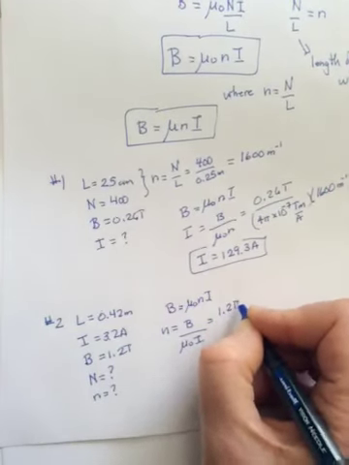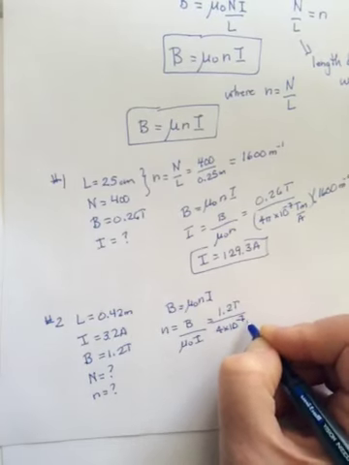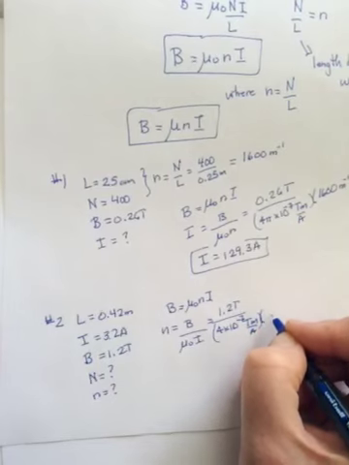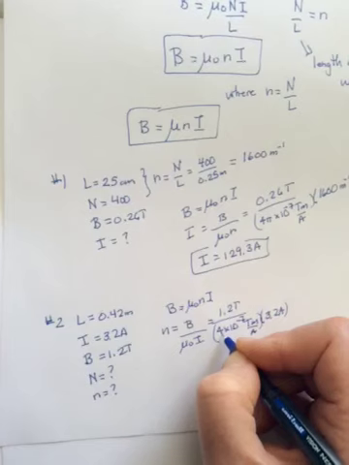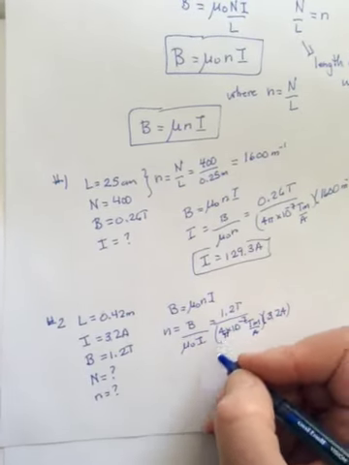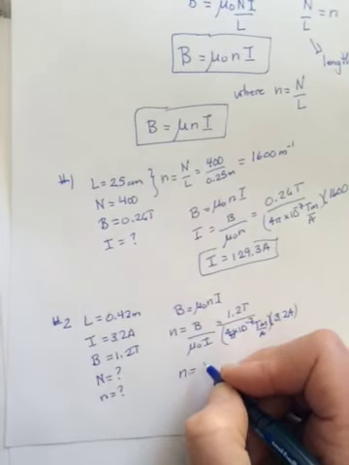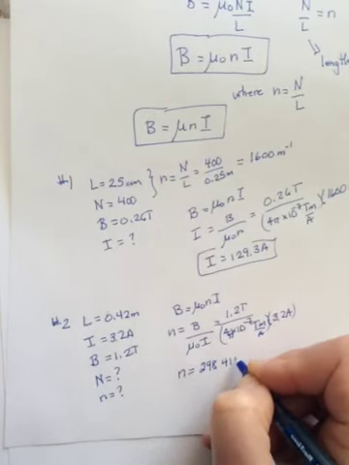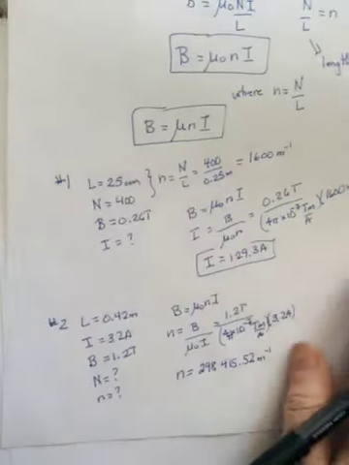So 1.2 Teslas over 4 times 10 to the negative 7 Tesla meters per amp, and you're going to multiply that by your 3.2 amps. And again, be careful typing your 4 pi in. So do 4 EXP negative 7 times pi. And when you do, you get a little n of 298,415.52 meters to the negative 1.